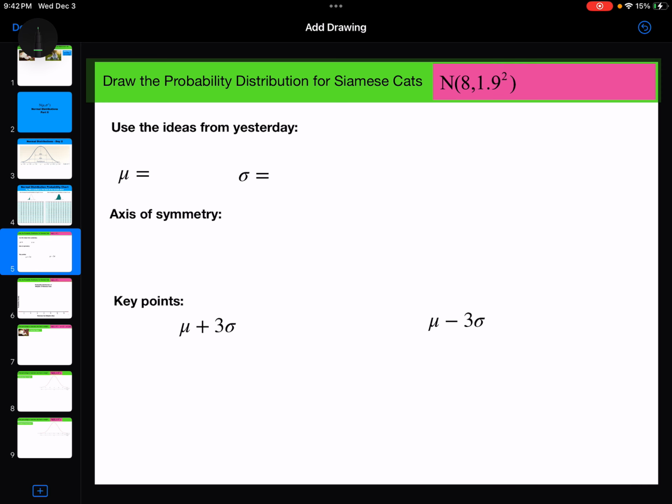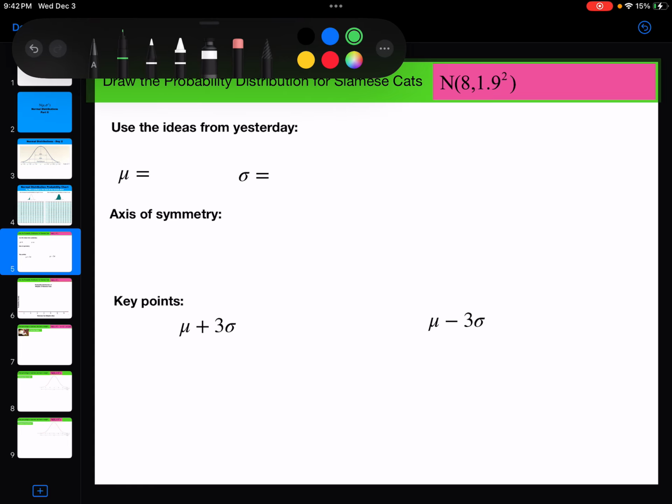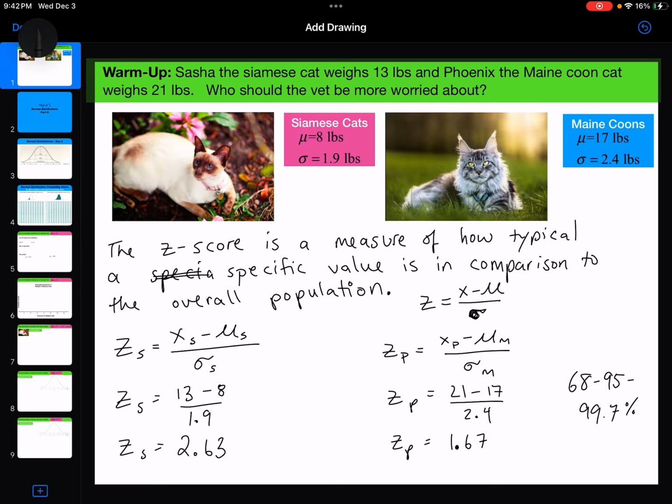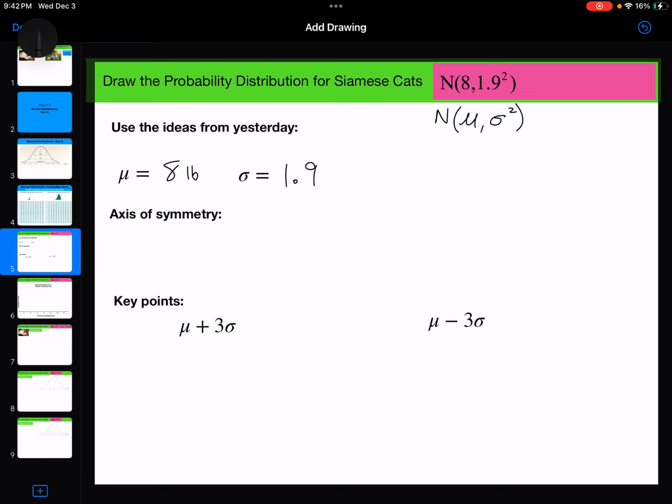So we're going to be looking at drawing the probability distribution for the Siamese cat. So in pink in the top corner there, I've just given the overall normal distribution key characteristics, remembering that this is always written as the mean, comma, the standard deviation squared. So that means the mean happens to be 8, the standard deviation happens to be 1.9. And again, that was the same data that was given right here, and they're both measured in pounds.